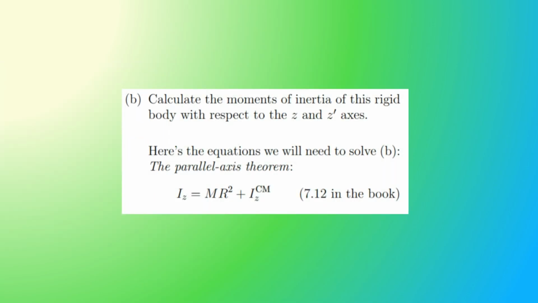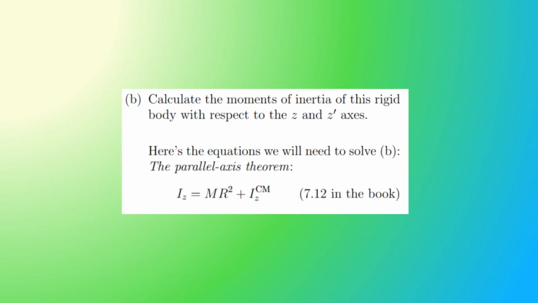In B, we're asked to calculate the moment of inertia of this rigid body with respect to the z and z prime axes. The z-axis is the one that passes through the geometrical center of the cylinder, and the z prime axis is the one that passes through the center of mass of the cylinder.